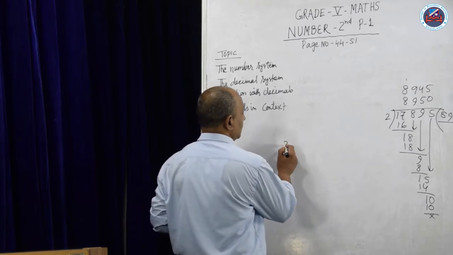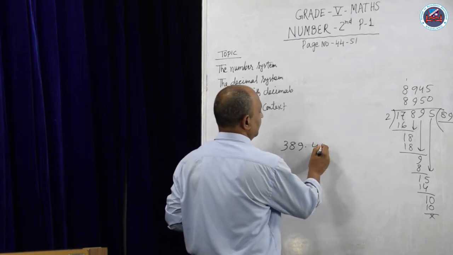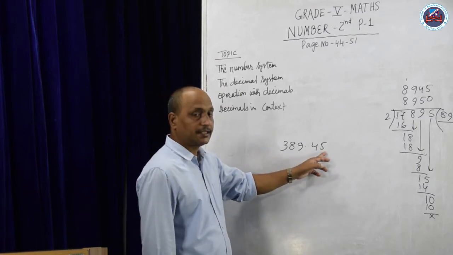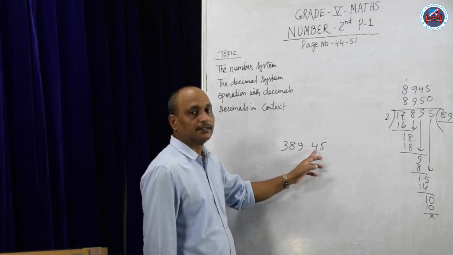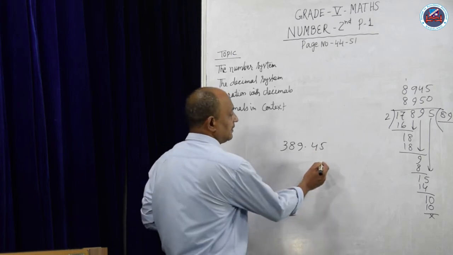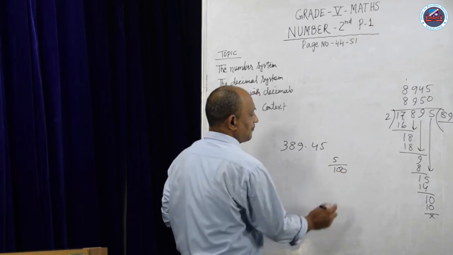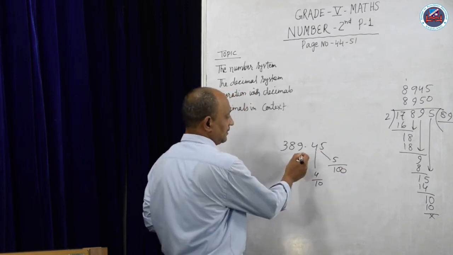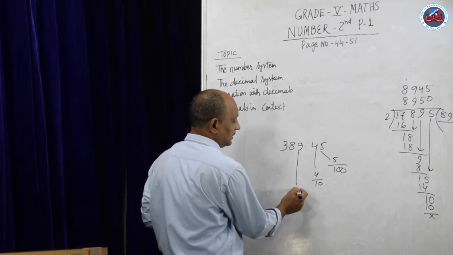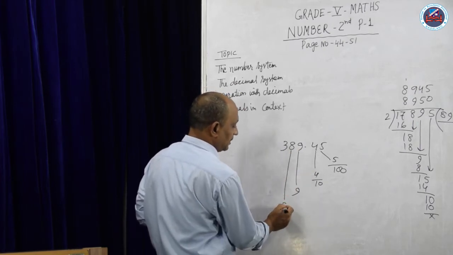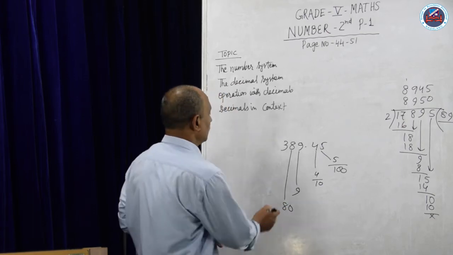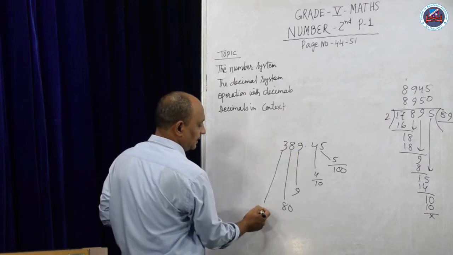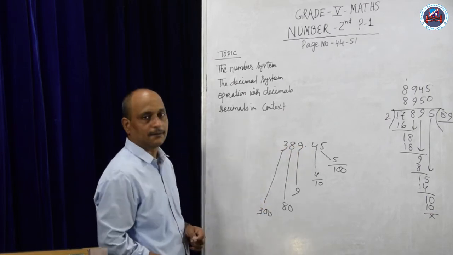Suppose this number 389.45. What is the place value of this 5? This is after the decimal. So this is tenths, this is hundredths. That is 5 hundredths. What is the place value of this number? 4 tenths. What is the place value of this number? 9. What is the place value of this number? 8 tens. That is 80. What is the place value of this number? 3 ones, tens, 100. 3 into 100 is 300.